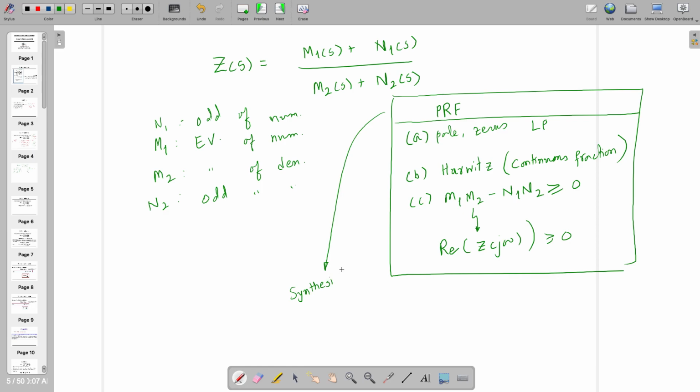If the function is not a positive real function, then you cannot synthesize. That means that you cannot make the circuit. When I'm saying you can synthesize, it means that by looking at this impedance function or admittance or whatever function you have, you can draw the circuit.